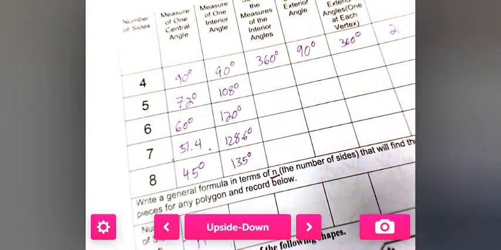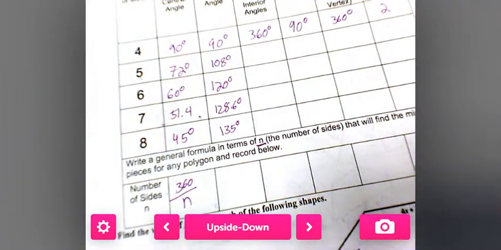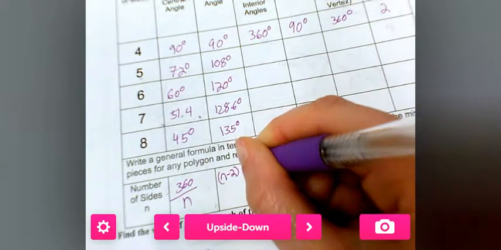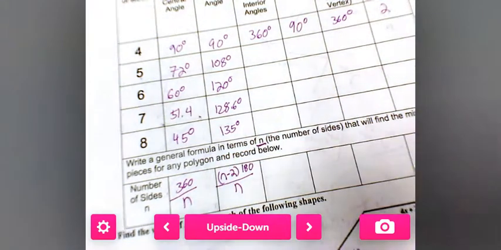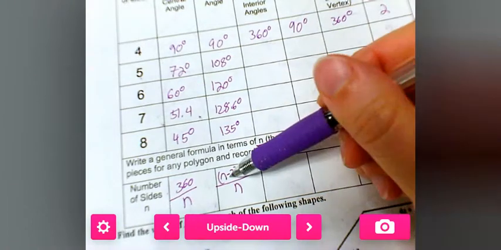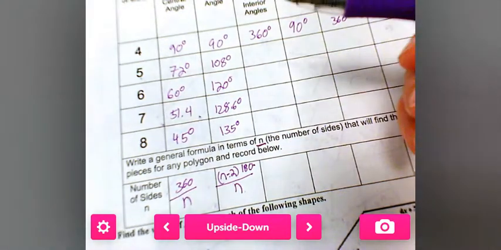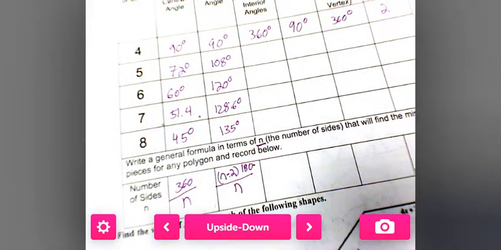Now, what you guys did was you took the central angle, or the exterior angle, and subtracted it from 180, right? We're just going to change this slightly. We're going to call it n minus 2 times 180 divided by n. So 4 minus 2 is 2. 2 times 180 is 360. 360 divided by 4 is 90. The n stands for the number of sides.